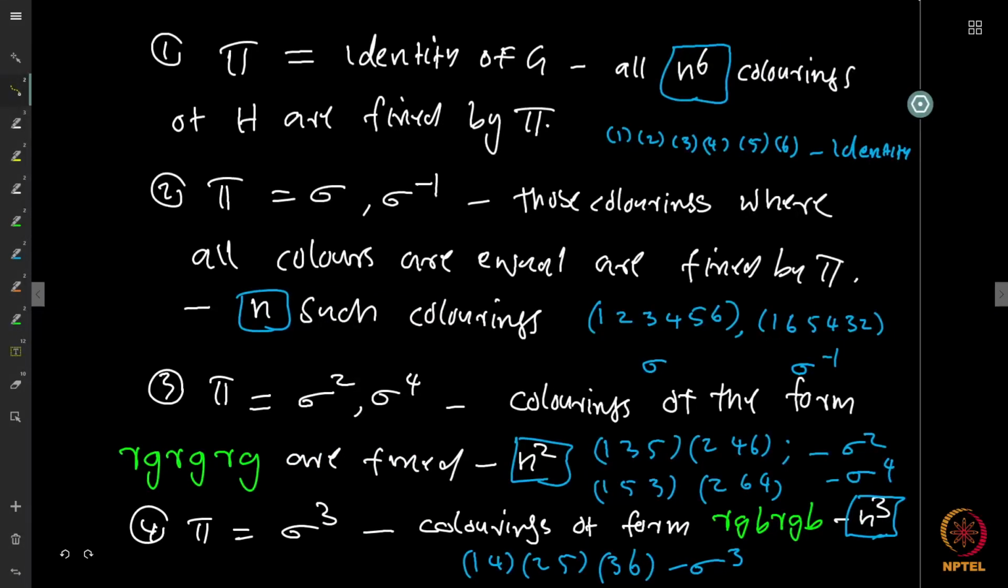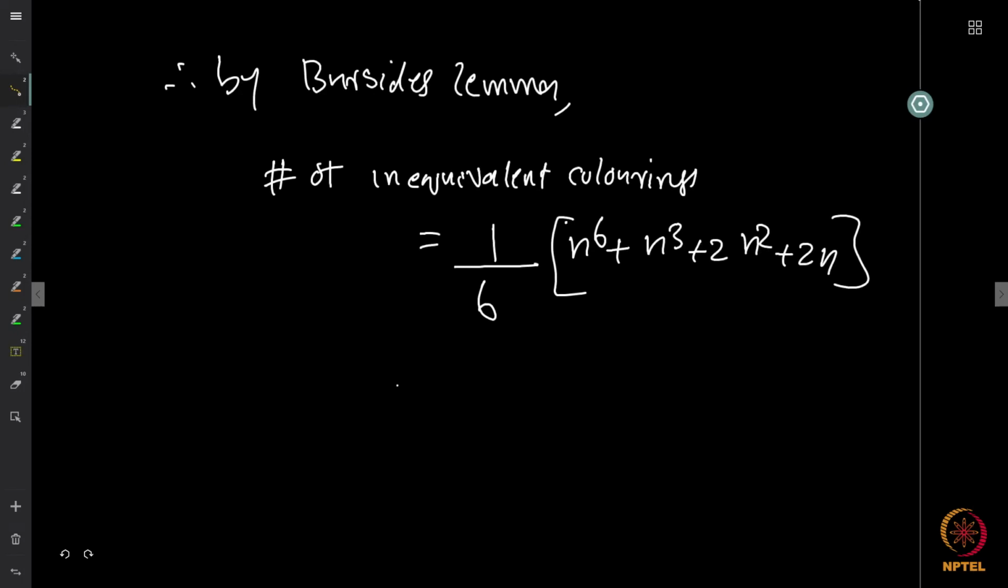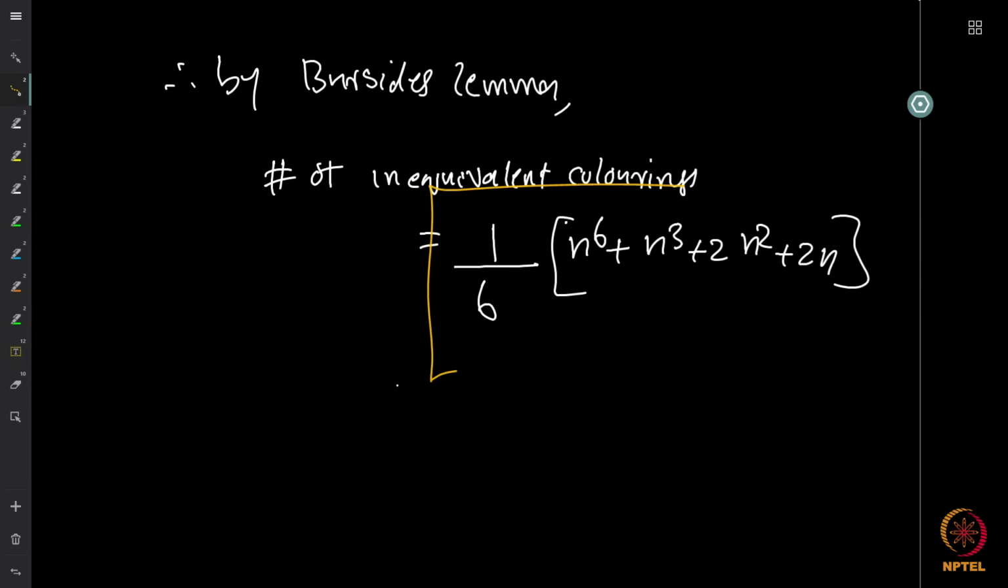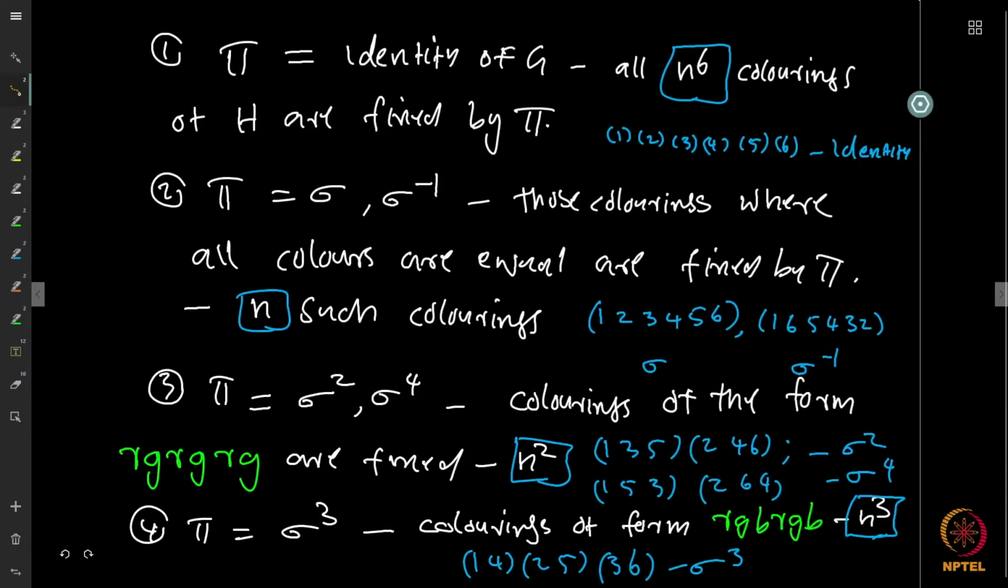So this is something that we can do by using Burnside's lemma. But now let us observe something else. If you look at this count that we have obtained here, we have 1 by 6 into n raised to 6 plus n raised to 3 plus 2n square plus 2n. So let us see what is the exponent of n raised to 6 here. n raised to 6 comes from the identity of G, and you will see that the identity has exactly 6 cycles in its cycle representation, right? So the identity permutation has exactly 6 cycles, 6 1-cycles.